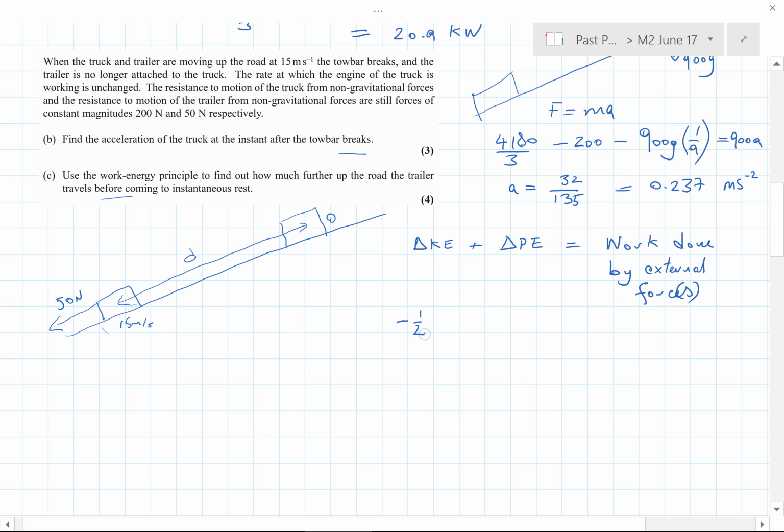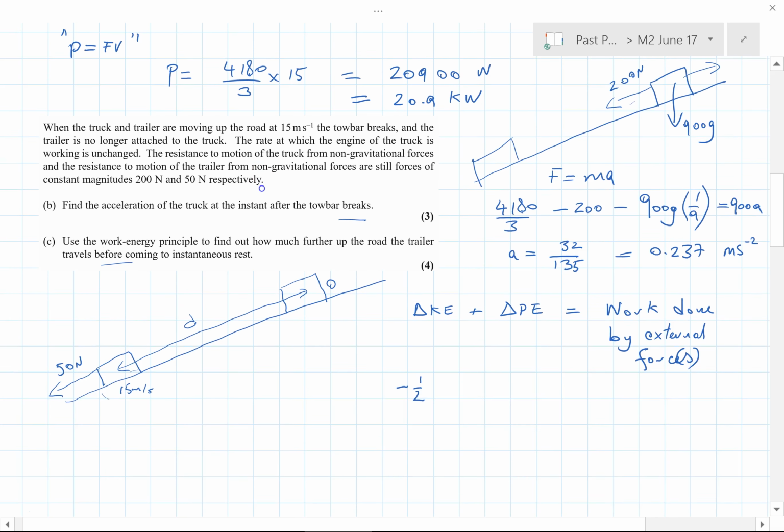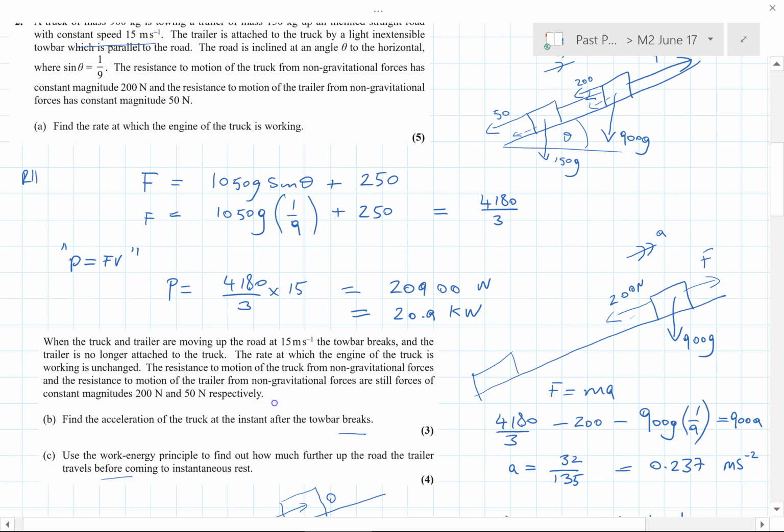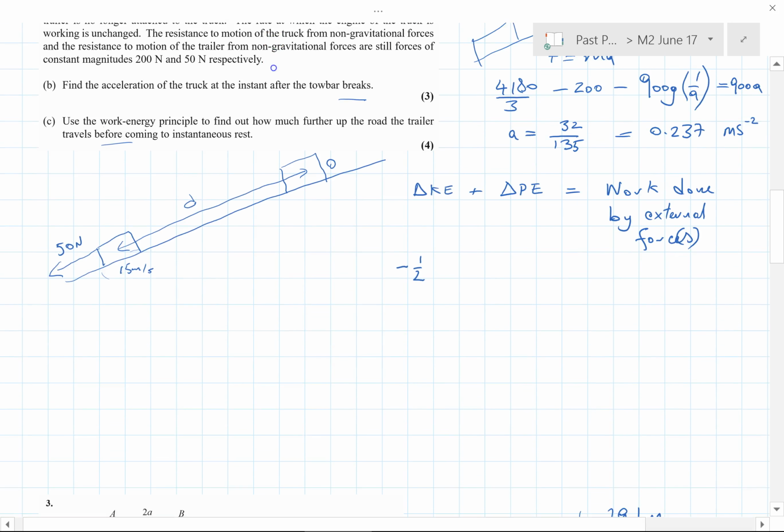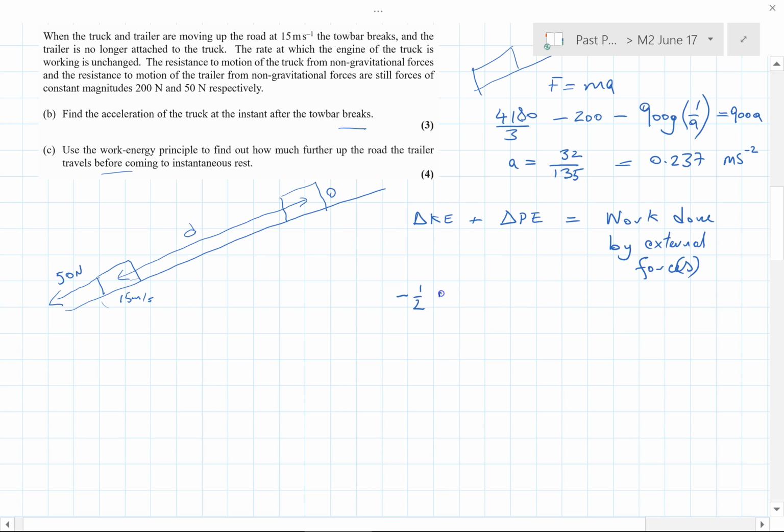Negative half of the mass of the thing is equal to, what's the mass of the trailer? Got all the way back up there, 150. So that's 150 times by 15 squared. Okay, and then obviously the potential energy will have increased because it's upwards.